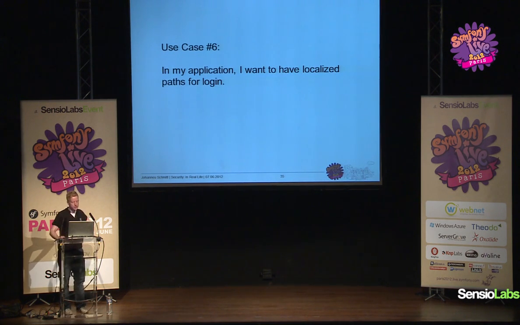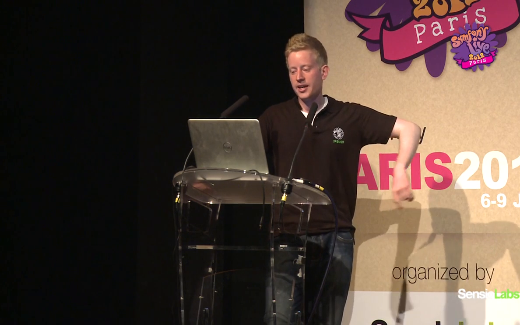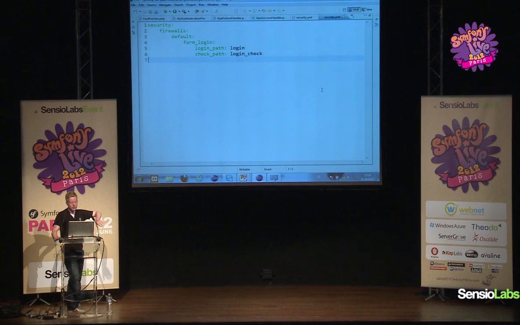Another use case in my application: I want to have a localized path for login. We do not have the capabilities in Symfony 2 itself to do I18N-based routing, so this is not easily done if you're solely depending on Symfony 2. My recommendation: let's assume you have a sample configuration which looks like this. It's pretty simple. You have form-based login, the login path is the login route, and the check path is the login check route.